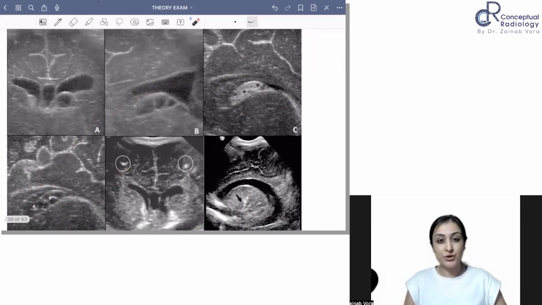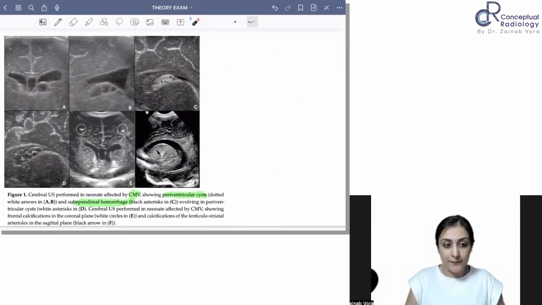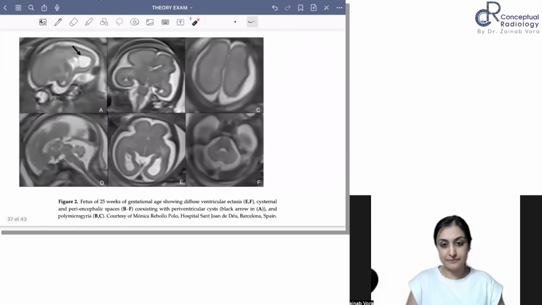Okay. So what are the good findings of CMV? You can see that there is a periventricular subependymal cyst. You can see this hemorrhage evolving into periventricular cysts, and you can see frontal calcification of lenticulostriate. So these are findings of CMV. Another case here of CMV where you can see these diffuse ventricular ectasias. So you can see the dilatation of this occipital horn of the lateral ventricle. So that is what you are seeing, along with some periventricular cystic areas.